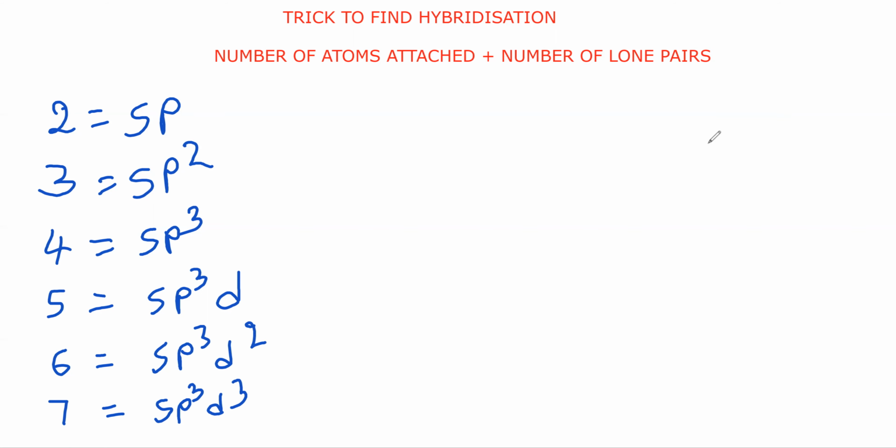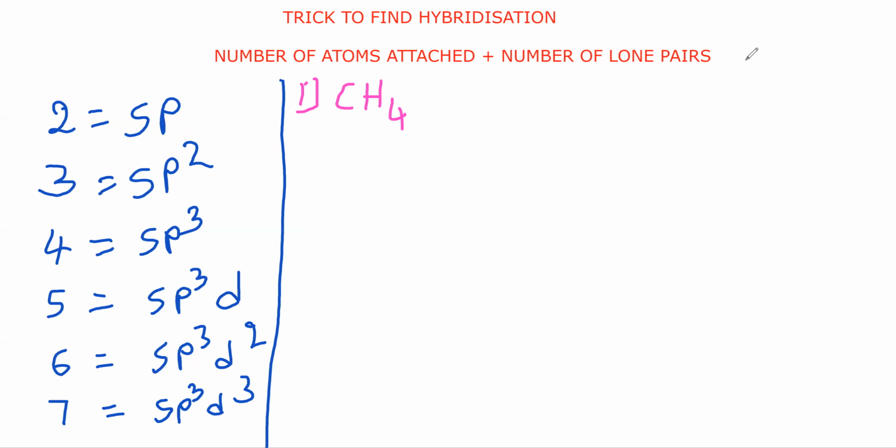Now let's see a few examples to understand this concept further. The first example I'm going to take is methane. Let's see the hybridization of carbon in methane. The central atom is this. First, I take the number of atoms attached. How many? 4. So 4 plus the number of lone pairs.